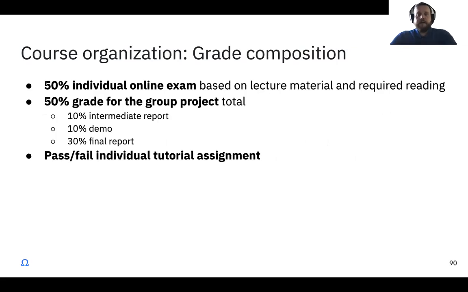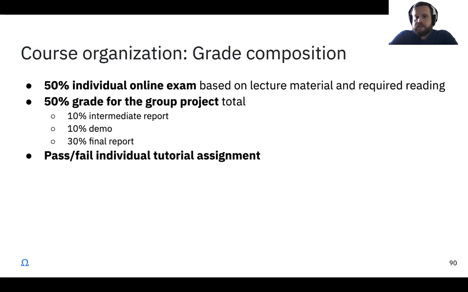And finally, the grade composition for the course: 50% of the grade is going to be the individual online exam based on the lecture material and required reading. 50% of the grade is going to be for the group project. And there's going to be one more individual tutorial assignment, which is pass-fail. You need to pass it in order to complete the course.